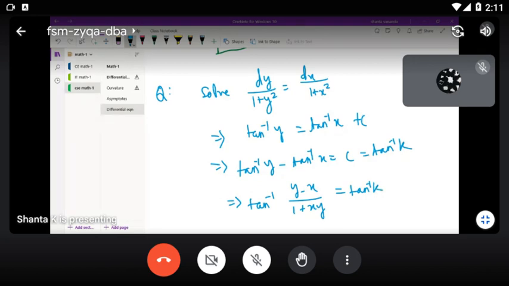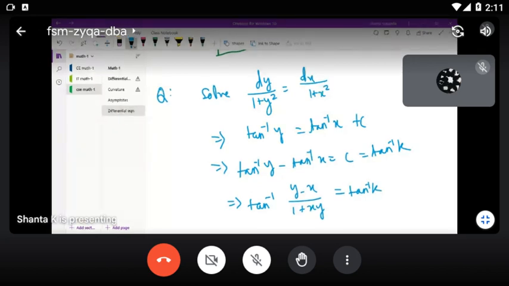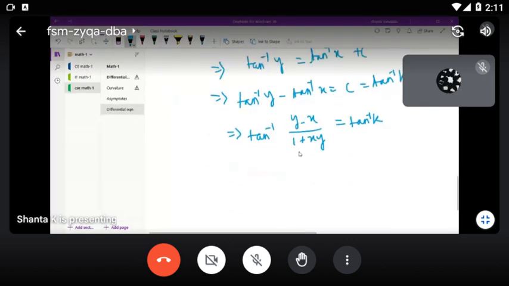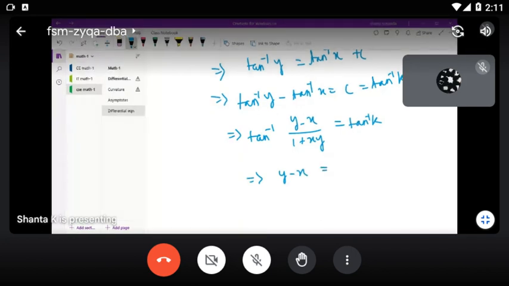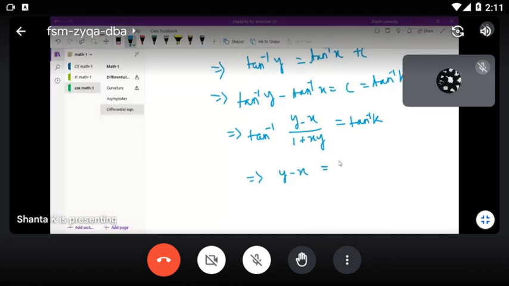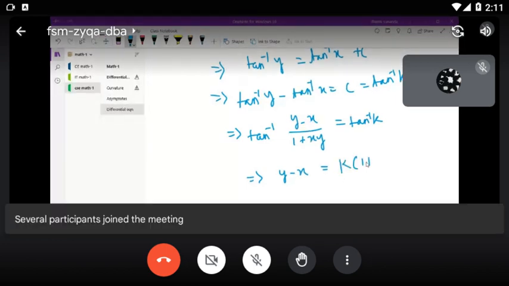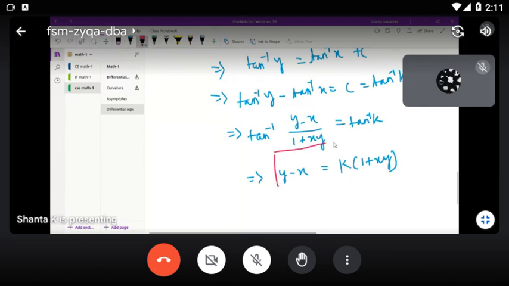It's always preferable, if this form is there, to write it in algebraic form. It's comparatively easier; solving the tangent will be much tougher. So k into (1 plus xy). Okay, so this is the solution.